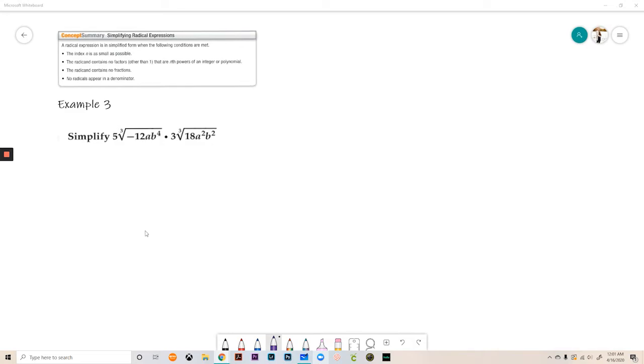So we've got simplify, and then all of this. What I'm going to do first is, since these are both third roots, I can multiply the numbers inside the radical. I can also multiply the 5 and the 3 on the outside. So I can say 5 times 3 on the outside, and then on the inside, I'm going to take this entire negative 12 ab to the fourth and multiply it by 18 a squared b squared.